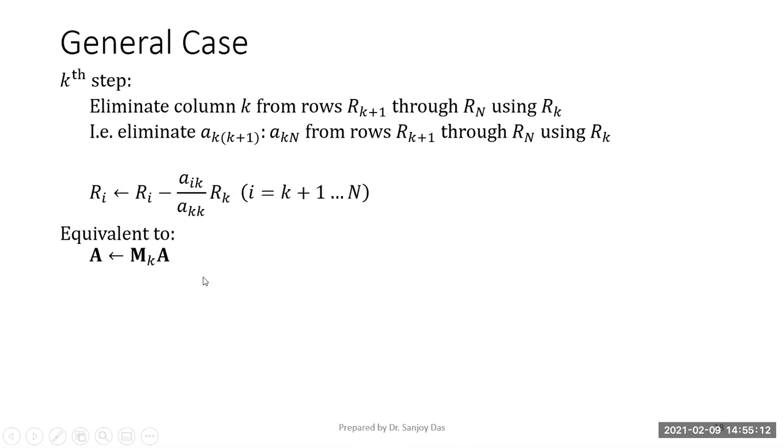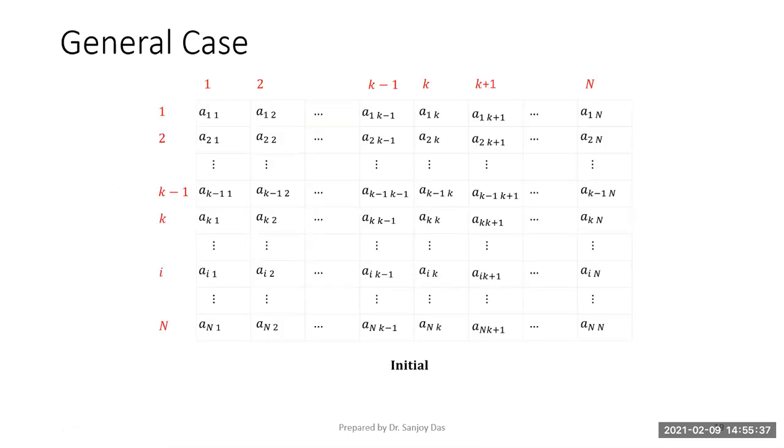And in the kth step, that's equivalent to pre-multiplying matrix A with some lower triangular matrix, M_K. So I'm replacing, in the kth step, A with M_K A. And M_K is lower triangular. So this is what's happening.